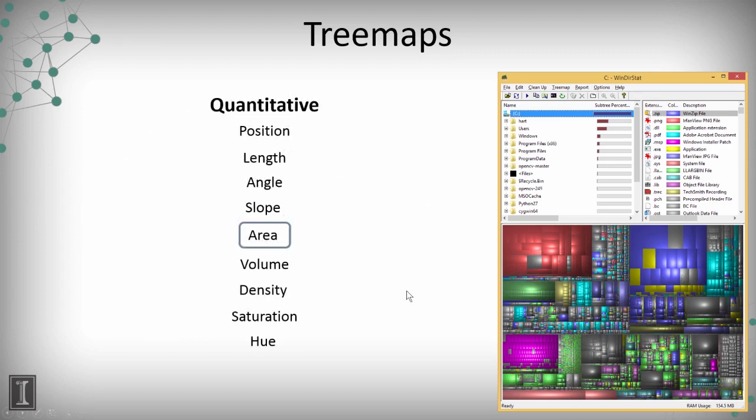And so it's a good indication of quantitative views. In this case of disk space, it's telling me how my files and subdirectories are taking up different amounts of disk space. It's mapping disk space to area, and I can get a pretty good quantitative measure of that disk space based on the area relationship of each of these subrectangles.